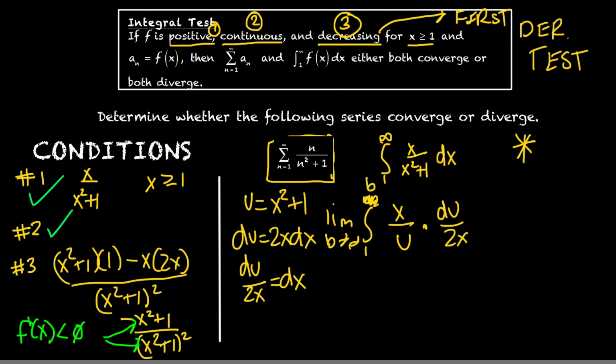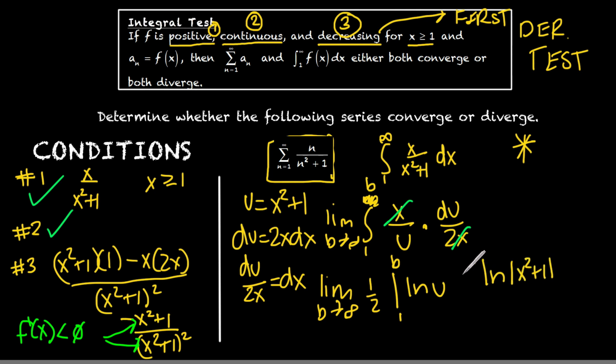And so we see here that the x's will cancel, and we're going to bring the 1/2 out in front of the integral. So we'll have the limit as b approaches infinity, 1/2 of the integral, and I'm going to go ahead and integrate 1 over u, which will be the natural log of u, and this is going to go from 1 to b. So we have the natural log of u, which we called x squared plus 1, and there's a 1/2 in front of this. And so we're going to plug in our b, and b is infinity.